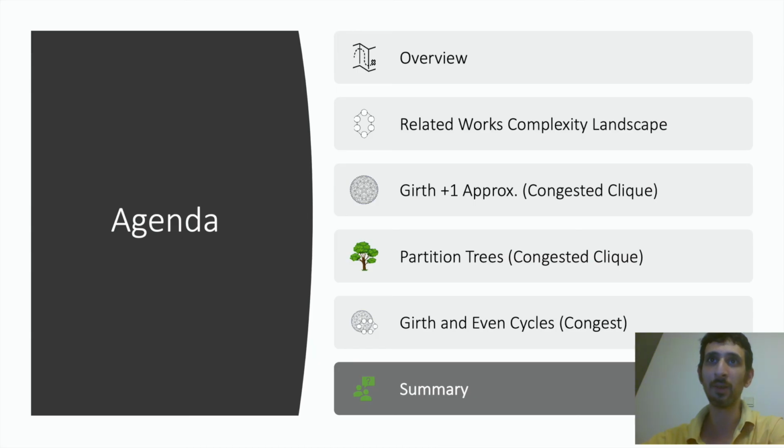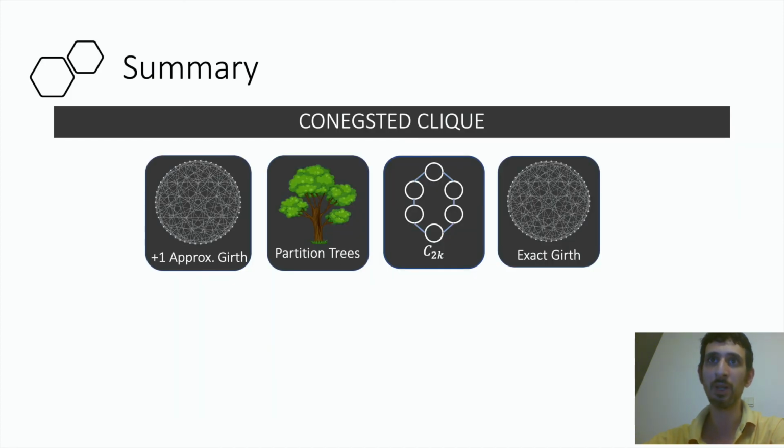We've seen results for the girth computation and 2k cycle freeness problems in both the Congest and the Congested Clique models. In the Congested Clique model, our two main results are a +1 additive approximation algorithm for girth computation in order of 1 rounds, and the partition trees technique, which allows us to solve 2k cycle freeness in order of 1 rounds and also allowed us to compute the exact girth efficiently in triangle-free graphs.